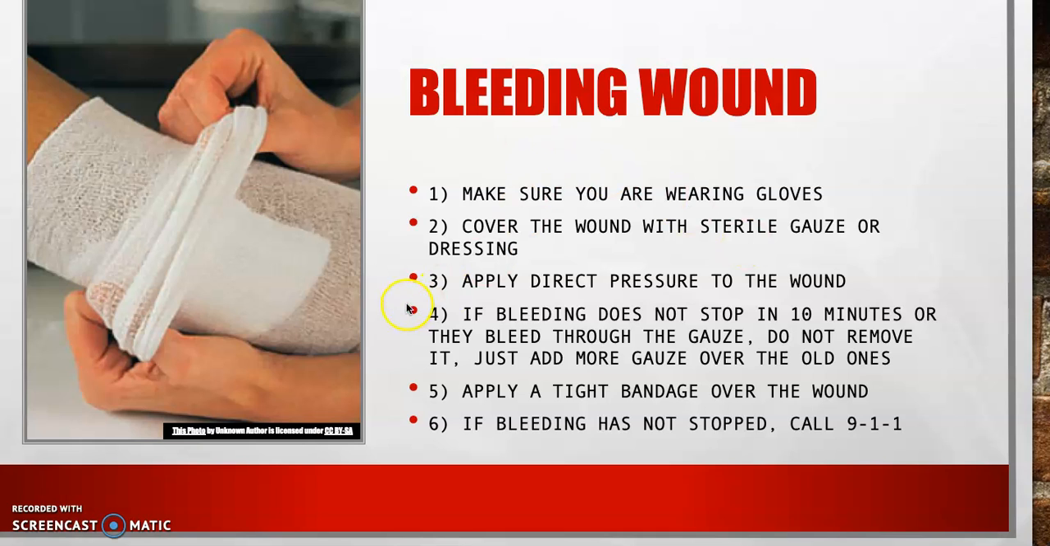So number 3 here is really, really important. Apply direct pressure to the wound. You have to put a lot of pressure. It helps with clotting. Put pressure on any wound for as long as possible. Even after a tight bandage has been applied, keep applying pressure.